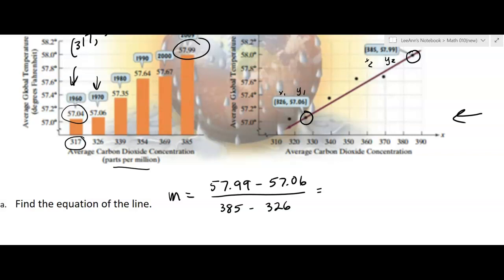So, oops, 57.99. Oh man, I should just do this on my own time. Minus 57.06. I do like to let people know though what we're putting in the calculator. So 0.93 is what I get up there. Hopefully I did all that right. And then we're going to have 385 minus 326. And we get 59.